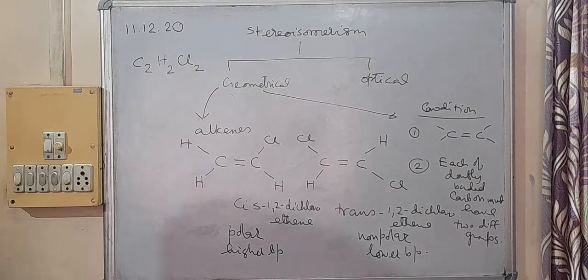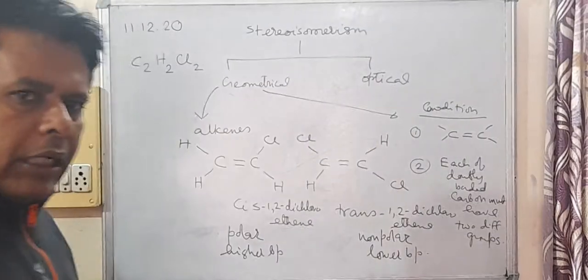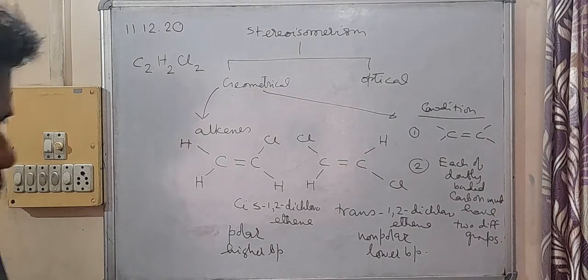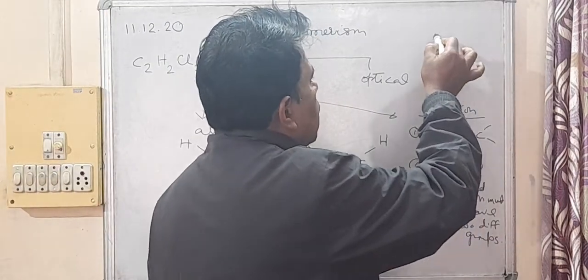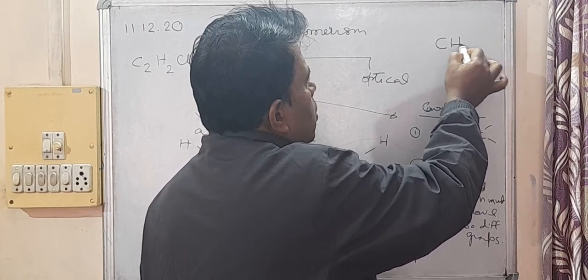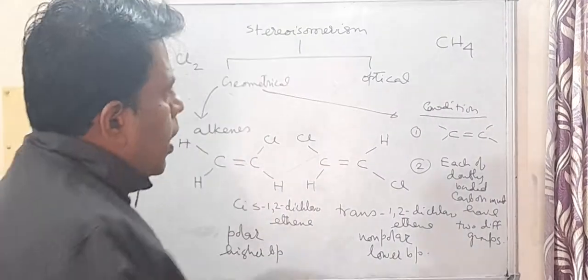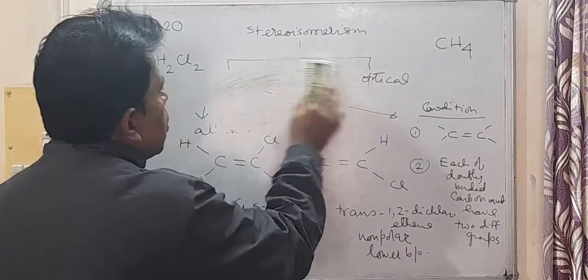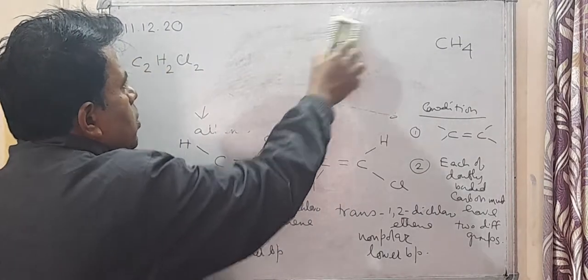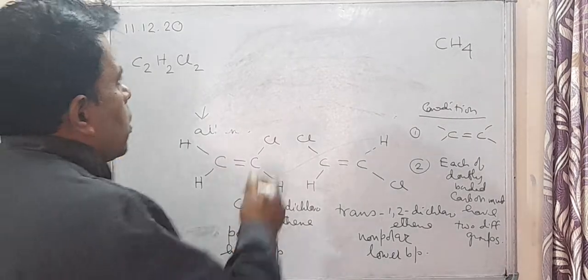So this much is enough for geometrical isomerism. Now coming to the case of optical isomerism. Now suppose we have this compound, CH4. CH4 is methane, and we know that it has four bonds, and the four hydrogens are at four corners of a tetrahedron, and it is like this.